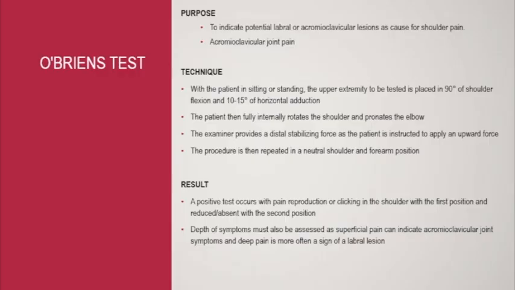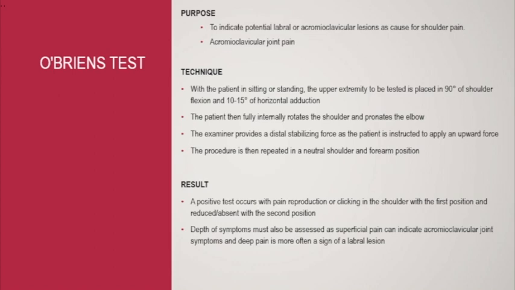So the last test is O'Brien's test. The purpose of O'Brien's test is that it indicates whether a potential labral tear, for example a SLAP lesion, or acromioclavicular lesion is the cause of shoulder pain. It also helps to determine acromioclavicular joint pain.